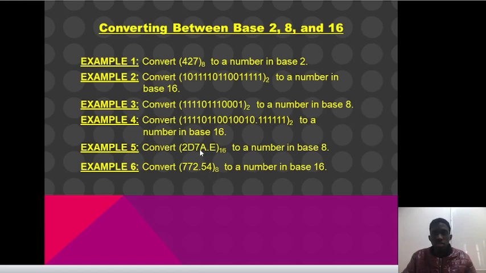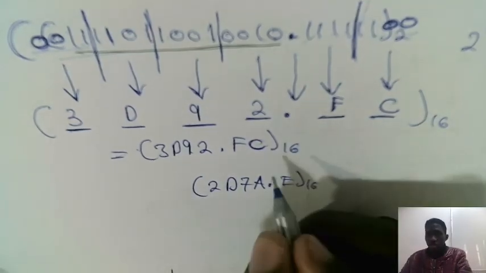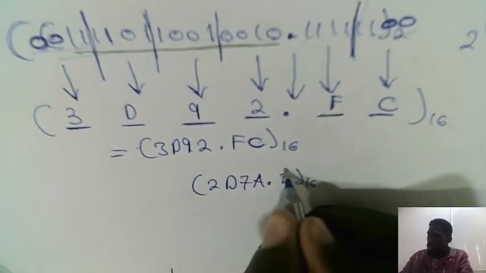And we have 2D7A.E in base 16 to a number in base 8. Now this is from base 16 to base 8. Let's get right into it.